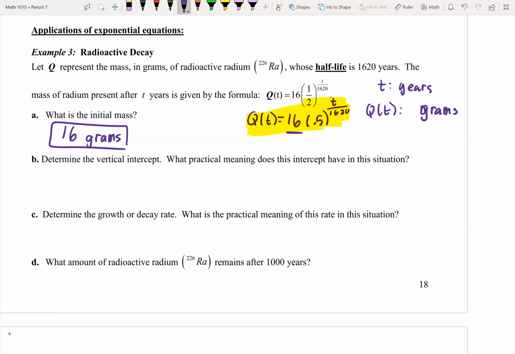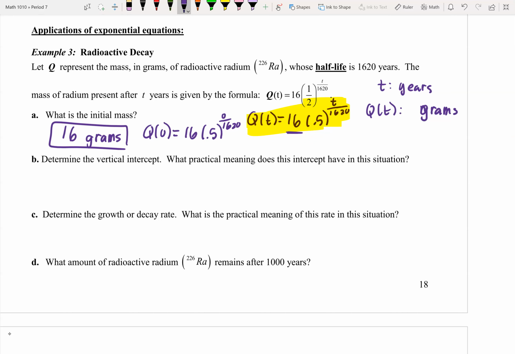Initially, how much time has passed? 0, right? Everybody write down Q of 0 is equal to 16 times 0.5 to the 0 over 1,620. You could do that if you forgot that front number is initial. Now listen to this. You don't need a calculator for this. You guys, what's 0 over 1,620? 0. What's 1/2 to the 0? Anything to the 0 is a what? A 1. And what's 1 times 16? 16. Okay, so obviously it's easier to look and remember, but it's fine.